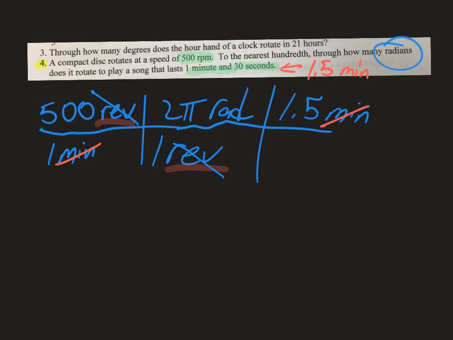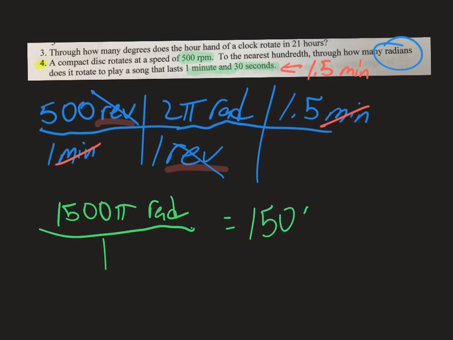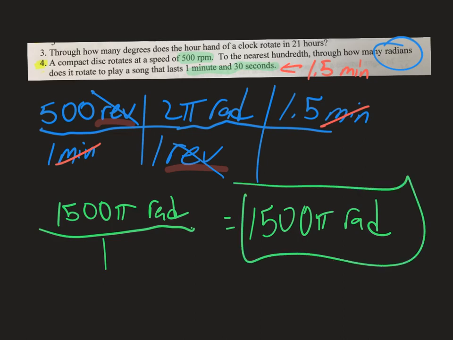So you should see 500 times 2 pi times 1.5 makes 1500 pi, and that's going to be radians. And on the bottom, I've got just a 1, and there's no units left down there. Everything's canceled out. So finally, my 1500 pi radians is my final answer. And radians is technically not really a unit, but we'll go ahead and write it out just for the sake of it.